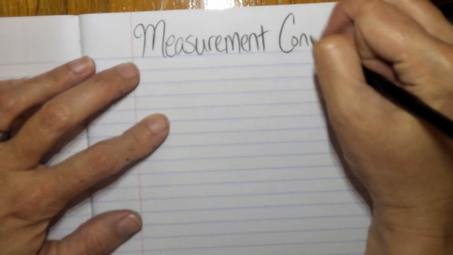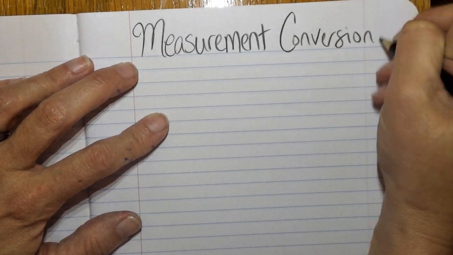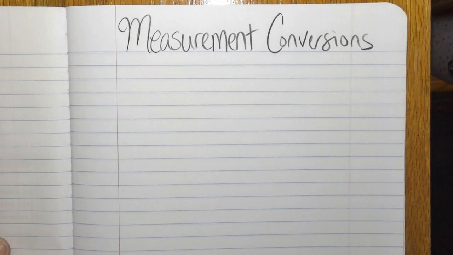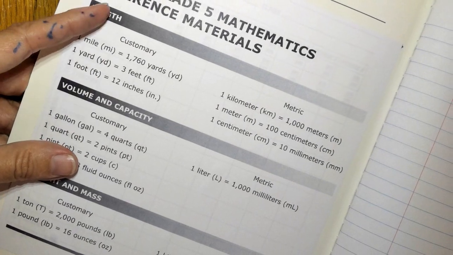Measurement conversions. Okay, so this is a type of proportion, where I just use whatever's on here to set up my ratio.